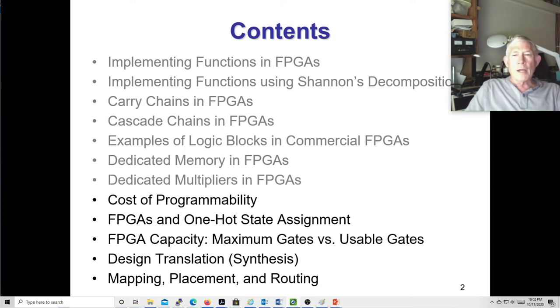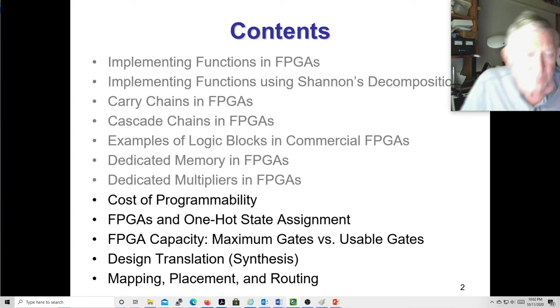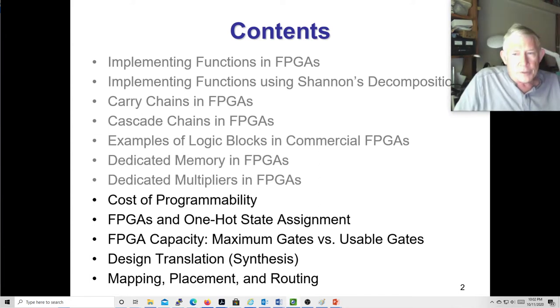Xilinx parts have some advantages. They have greater capability and a number of features that still make them the market leader. So for those reasons, the path they've chosen seems to be working out. I guess that's what I'm saying. But you do have to remember that there are some issues, and the cost of programmability is certainly a big one.